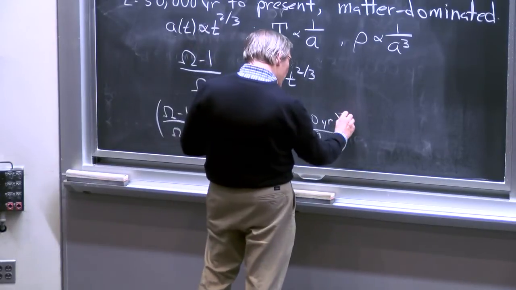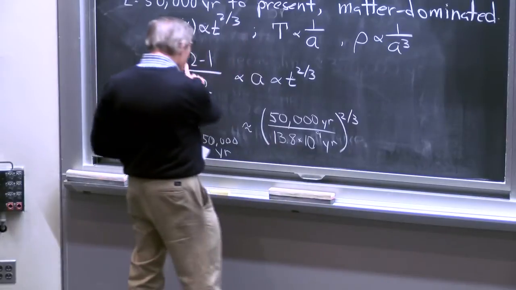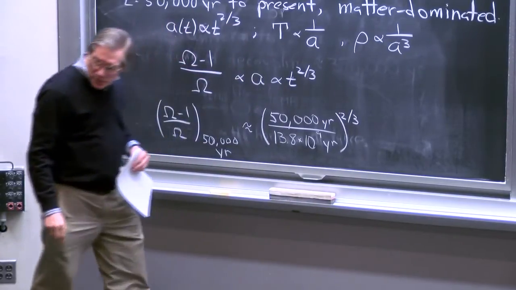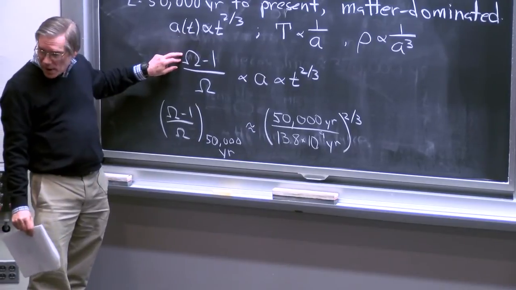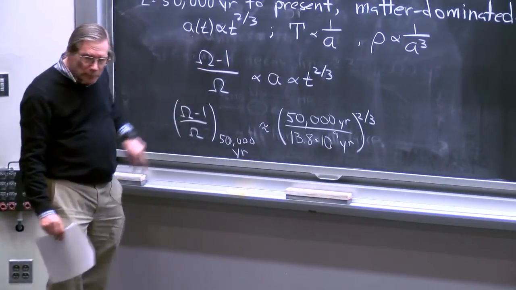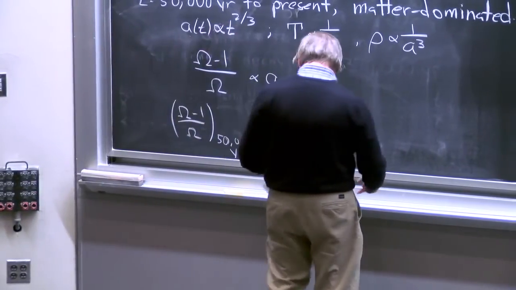To the 2/3 power, since omega minus 1 grows like t to the 2/3. I should maybe have pointed out here, this is telling us that omega minus 1 grows with time. That's the important feature. It grows like t to the 2/3.